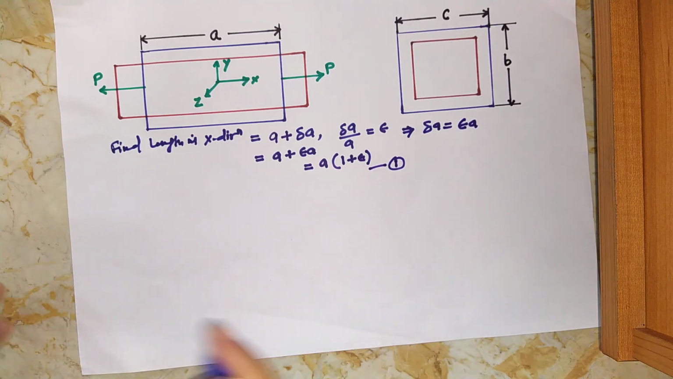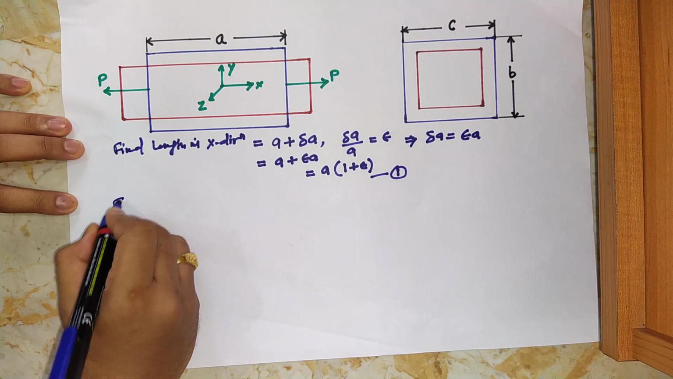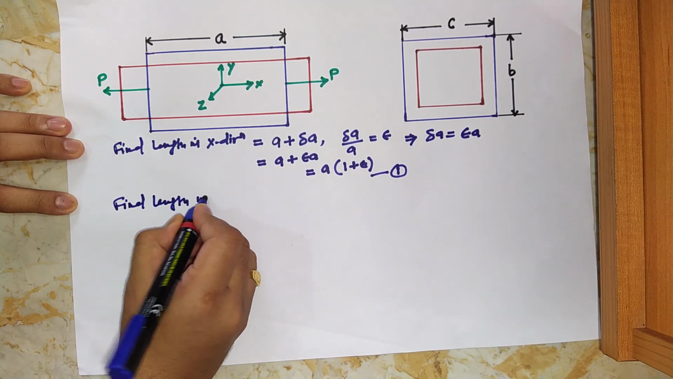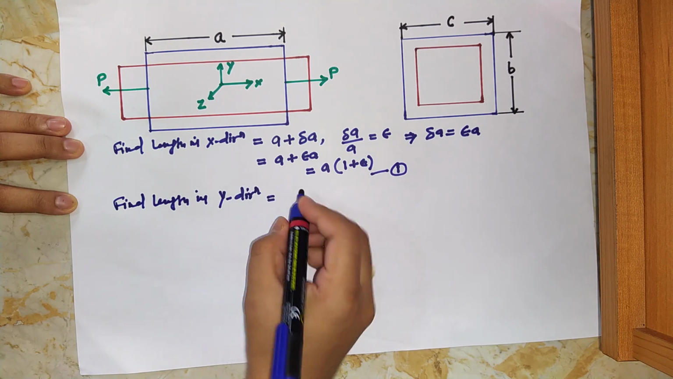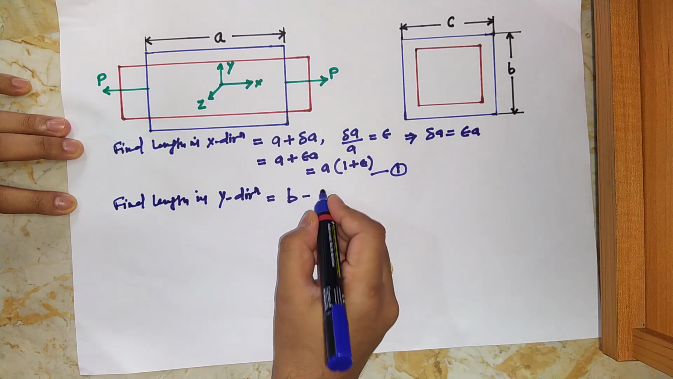Let us now calculate what is the final length in the y direction. The final length in the y direction can be written as B minus delta B.